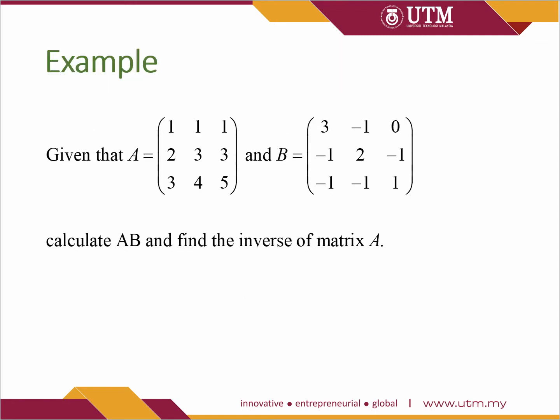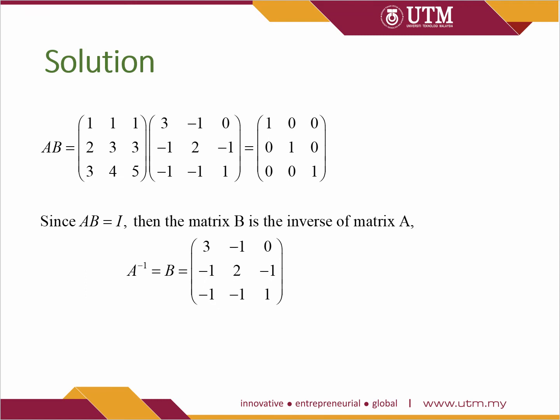So let's say we have an example, given that A is equal to this 3 by 3 matrix and B is equal to this 3 by 3 matrix. Calculate AB and find the inverse of matrix A. So first, we find the multiplication of AB, and the final answer will be equal to 1 0 0, 0 1 0, 0 0 1, where this matrix is equal to the identity matrix.